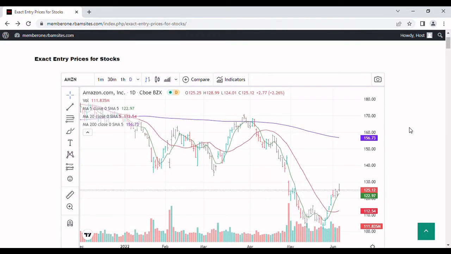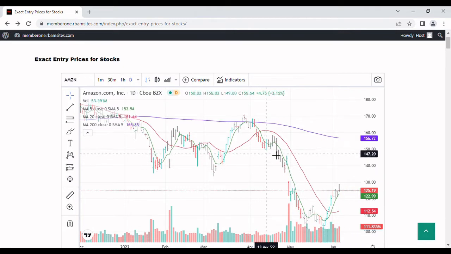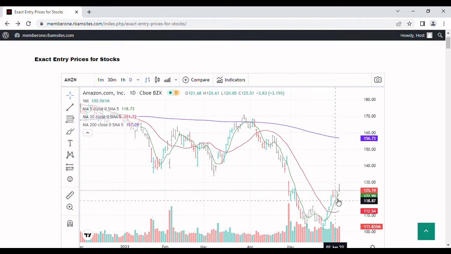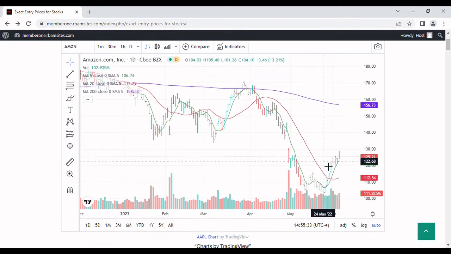So if we take a look at this Amazon chart, this is a daily chart. It's got three moving averages on it: a 5, a 20, and a 200-day moving average. If we look at this chart, we can basically see that Amazon in the long term is in a bear market. And currently, the 5-day moving average is above the 20, so we're in a short-term bull market rally here. So we see it looks down here at the end of May, it kind of looks like it may have put in a bottom, and we're getting a decent little rally.